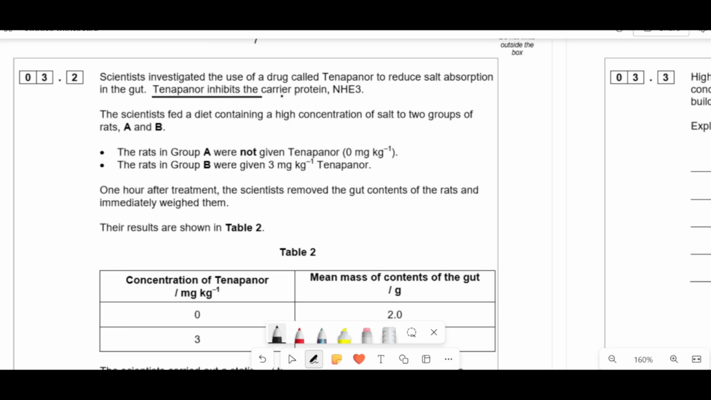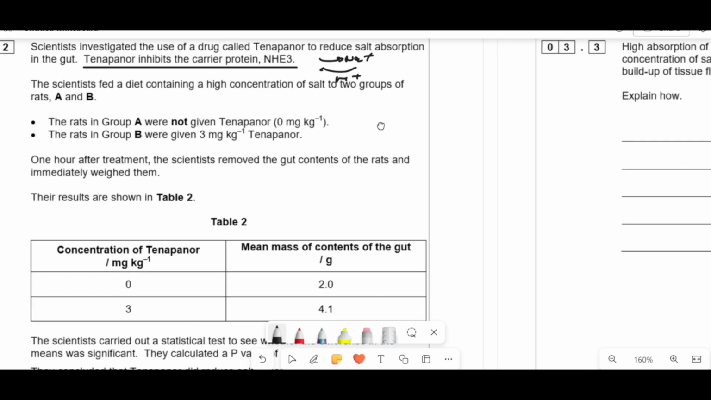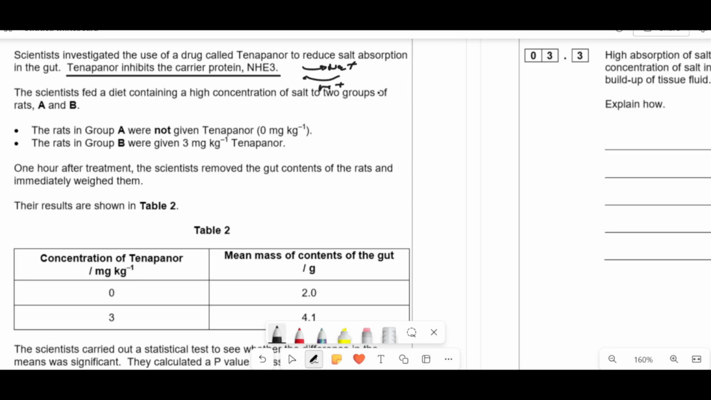So scientists investigated the use of a drug called tenapanor to reduce salt absorption in the gut. This inhibits NHE3, which remember is Na plus in, H plus out. So generally speaking, whenever you're doing these experimental questions, think about what their dependent and independent variables are, right? And what they're actually measuring. So they're giving a high concentration of salt to both groups, but one has no tenapanor, so the independent variable is tenapanor or none. And then the dependent variable is what they're going to be measuring.